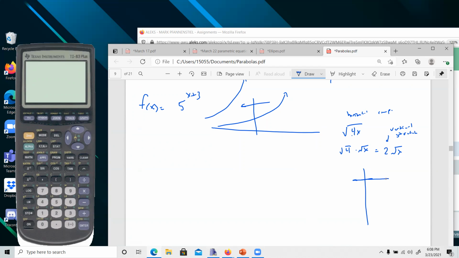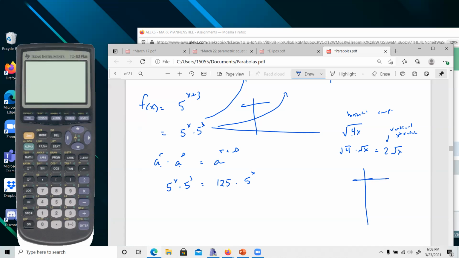Also, remember this is 5 to the x times 5 to the 3. There's a rule for exponents: a to the r times a to the s. If the bases are the same, we can add the exponents. So this is 5 to the x times 5 to the 3. Well, what's 5 to the 3? It's 125 times 5 to the x. Can we combine these? Not without numbers.